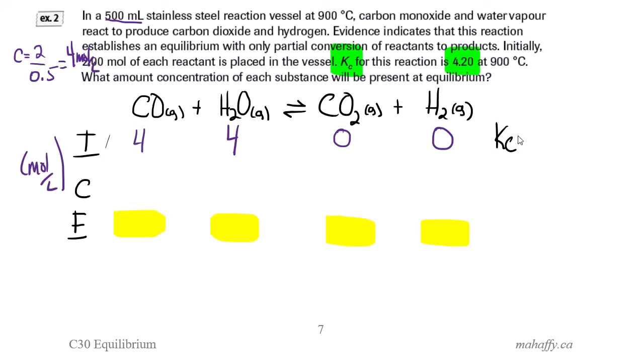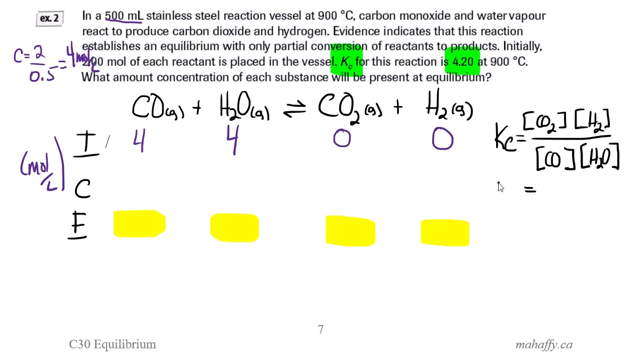So let's first write out my equilibrium law expression. It's going to be the carbon dioxide concentration multiplied by the hydrogen concentration divided by my carbon monoxide multiplied by my water vapor. Those are all gases, so they all get included. If this was liquid water over here, it wouldn't get included, right? Now, I don't know any of my values here. I do know my value for Kc at 4.20.